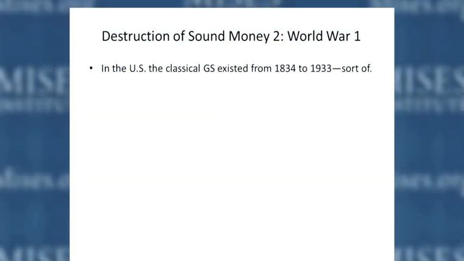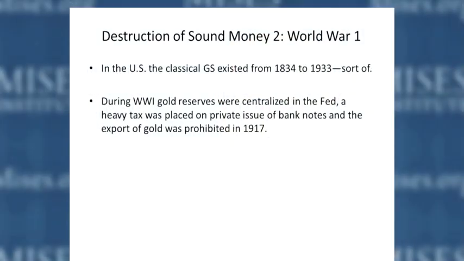Well, to begin with, the classical gold standard existed from about 1834 to 1933 in the U.S., sort of, okay? It really didn't exist after World War I, but there were still some remnants of it that did constrain government. But during World War I, now that you had the Fed, the gold reserves were centralized in the Fed. It became law. All banks had to hold their gold reserves in the central bank. And they then had to hold the Federal Reserve notes.